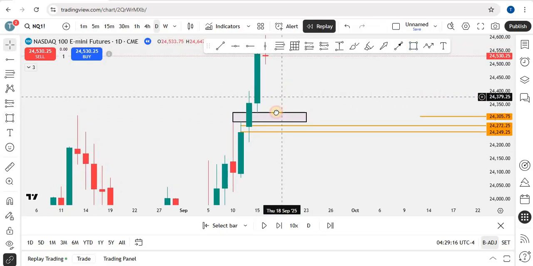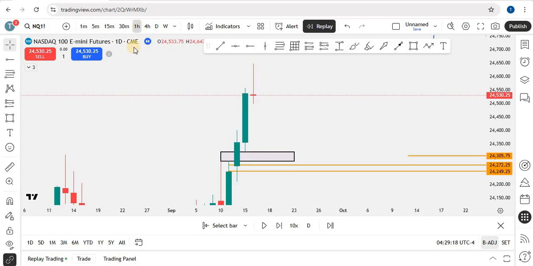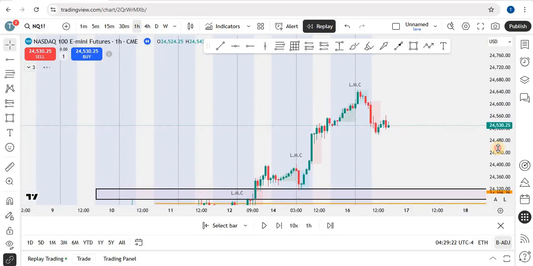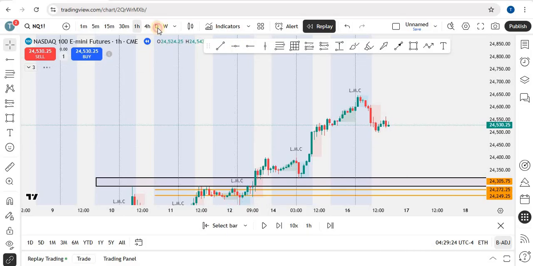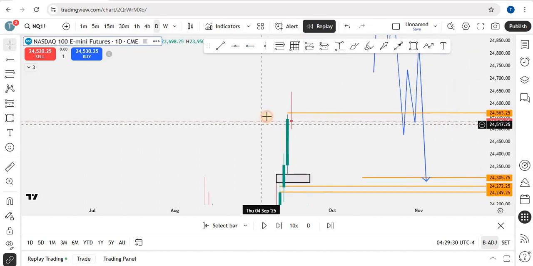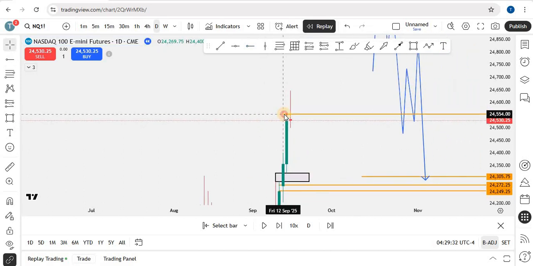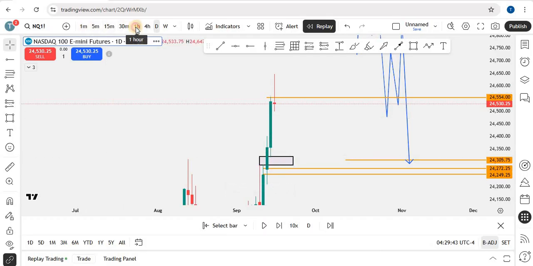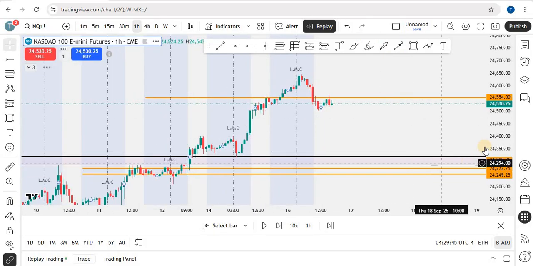Okay, and then we shift into the 1 hour time frame, and I want to show you here. Let's mark out the high as well of that CRT candle. Okay, this is the high of the CRT candle, and this is the low, the opening range above the range of the FVG, the bullish FVG. Okay, so let's go to the 1 hour time frame and let me show you something.